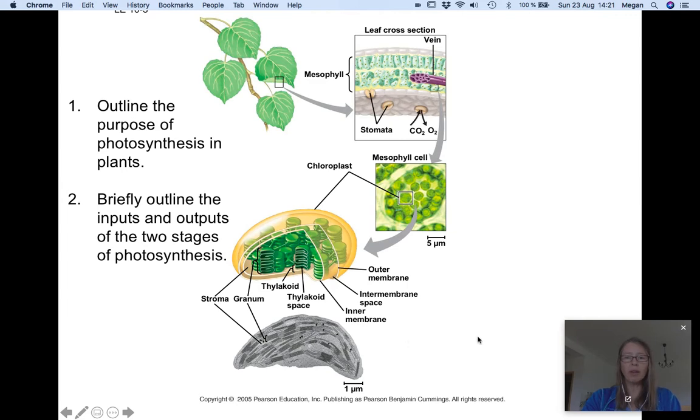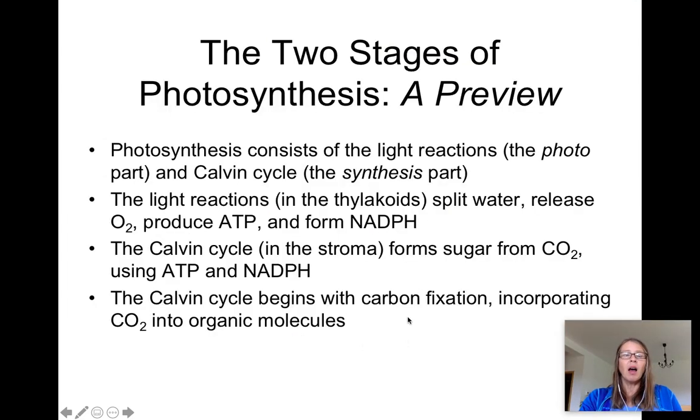Okay, so let's look at the two stages. This is just a preview. There are going to be pictures, so don't stress. But I'm going to tell you, it consists of what we call the light reactions and the Calvin cycle. Another name for the Calvin cycle is the light independent reactions. So we've got the light dependent and the light independent reactions.